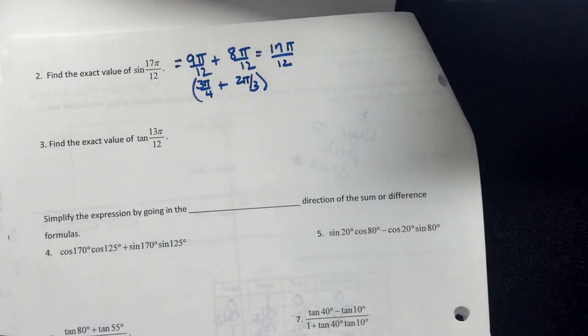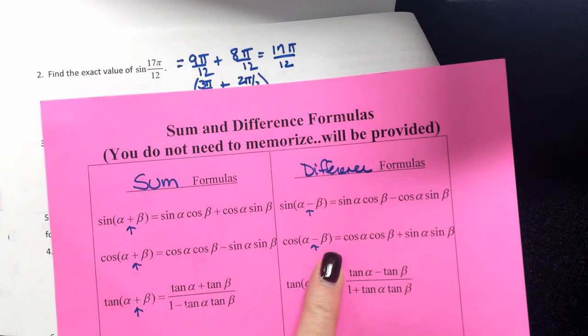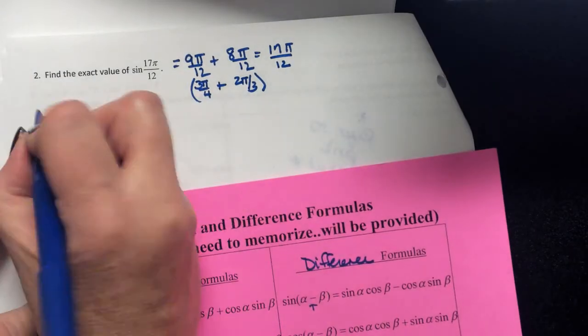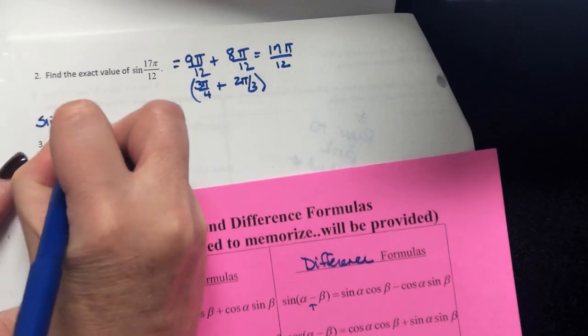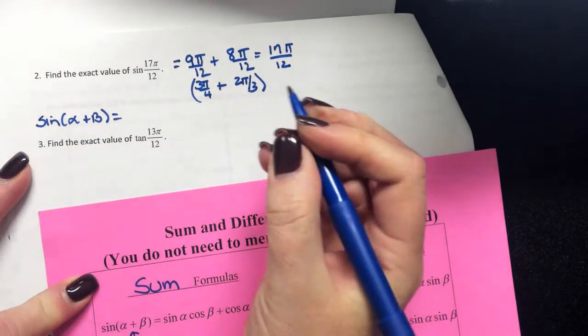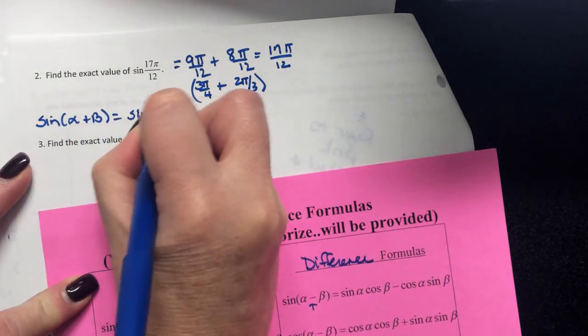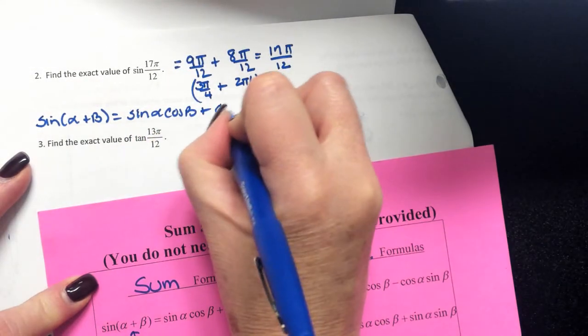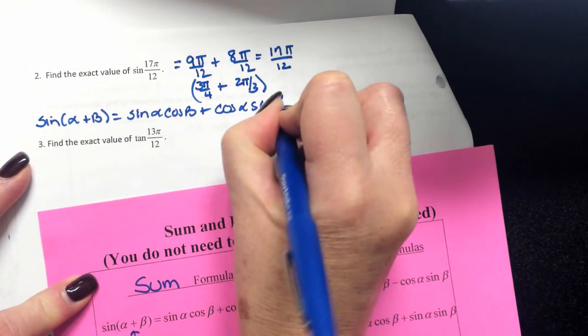So I want to find the sine. So what do you think? Am I going to be on the sum or the difference column? Sum, because I'm adding together. So I'm going to use my sine of alpha plus beta. So the sine, and I'm just going to recopy this formula from my pink sheet, is sine alpha cosine beta plus cosine alpha sine beta.